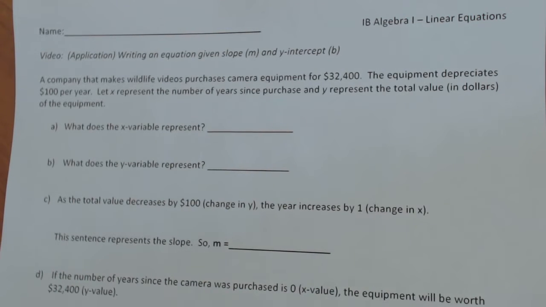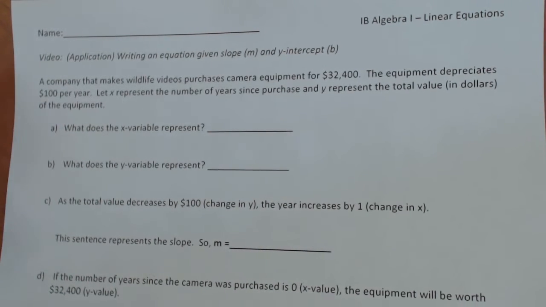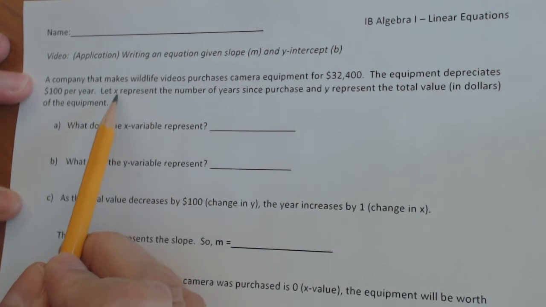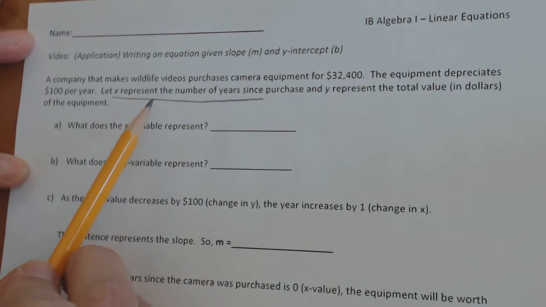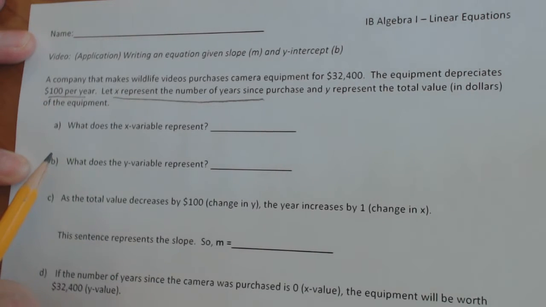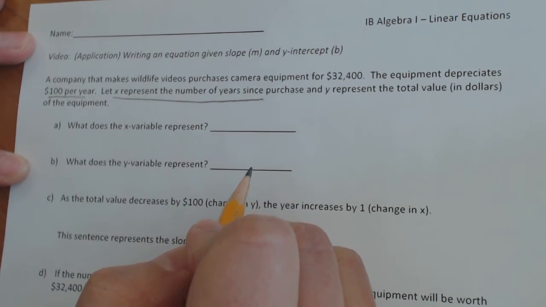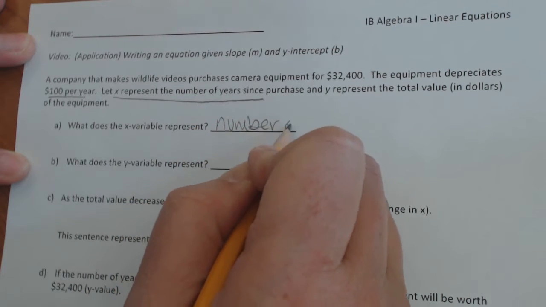And sometimes you've been seeing in problems where I've defined them for you, which is really nice. However, I'm going to be pulling away from that. So you are going to have to go through and see, what does X and what does Y represent? So I give it to you here. Let X represent the number of years since purchase. And if I didn't give this to you, you can really look where our numbers lie, $100 per year. So per year, X is probably going to represent the number of years. So let's write that down, number of years.